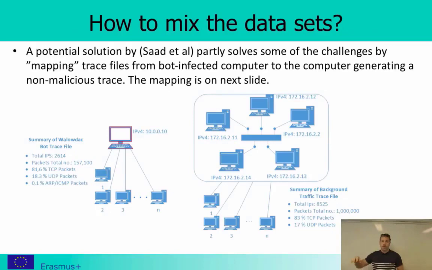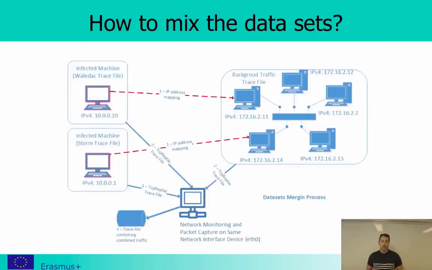So once we have the data set with malicious data and the data set with the non-malicious data, one way of mixing it is really by mapping it together. So as shown here, I have two kinds of traffic. I have my bot trace file, which is done locally, and then I have a larger network where I have a background traffic trace file, which I believe is non-malicious. So on the next slide, I will show how these can be mapped together. So here I see my infected machine, and I take all the traffic from the infected machine, and then I map it onto one of the machines I had creating my background traffic.